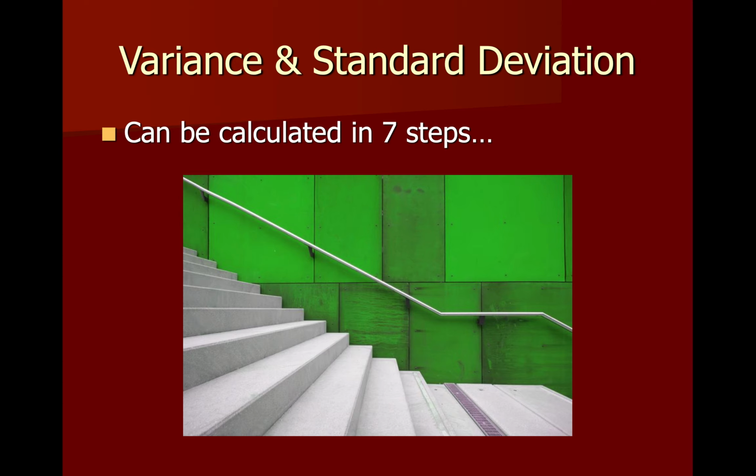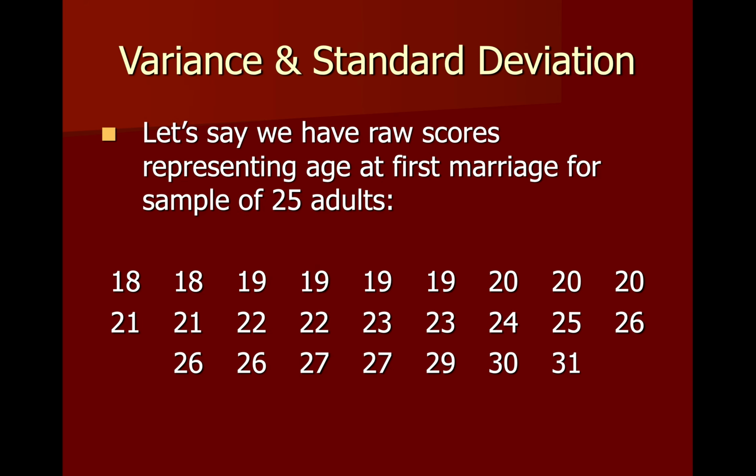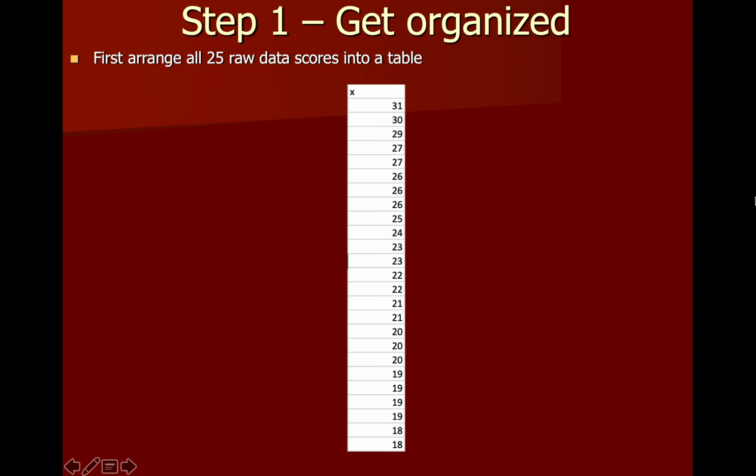All right, so let's go ahead and calculate that variance and standard deviation, and it can be calculated in 7 steps, so we're going to go through that now. So let's say we have raw scores representing the age at first marriage for a sample of 25 adults. So 25 is our N. This is the number of adults that we have. And this is the age at which they were first married. So this is our raw data.